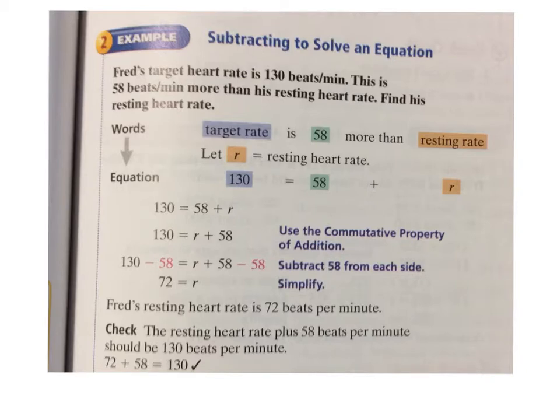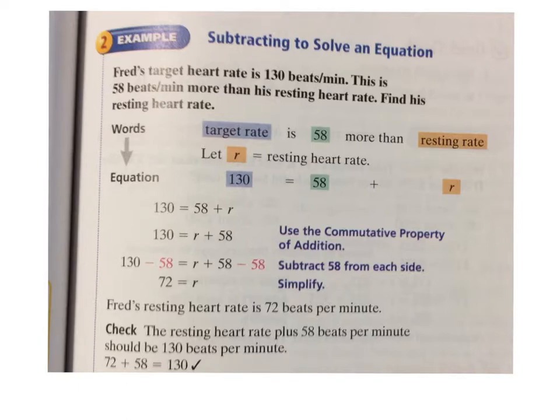And this is where when we write our own problems, we include what are called let statements. Let R equal the resting heart rate. So target heart rate is, so that's our equal sign, more than resting rate. So 130 equals 58 plus R. Now we can solve that pretty straightforward, right? You go ahead and subtract 58 because that's what's attached to the R from both sides.